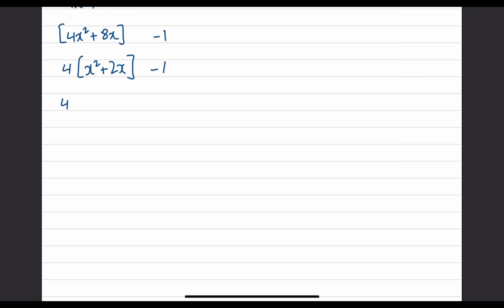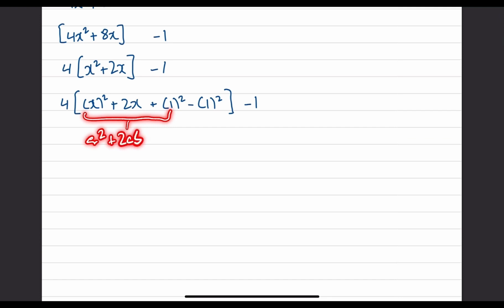So 4 times x squared plus 2x, half of 2 is 1, so we add 1 squared and then we subtract 1 squared, and our constant stays the same. Now again this takes the form of a squared plus 2ab plus b squared, so we can collapse this into one bracket. So this becomes 4 times x plus 1 whole squared minus 1 minus 1.